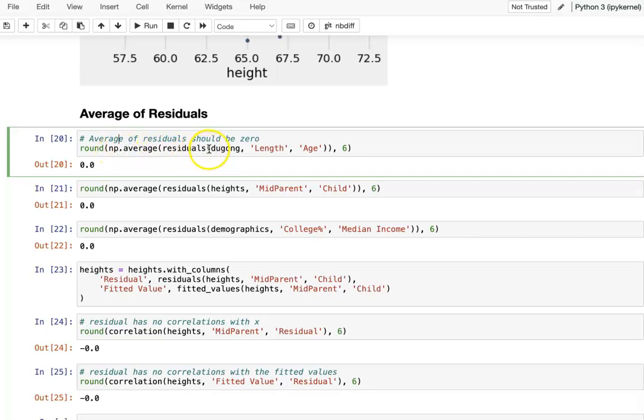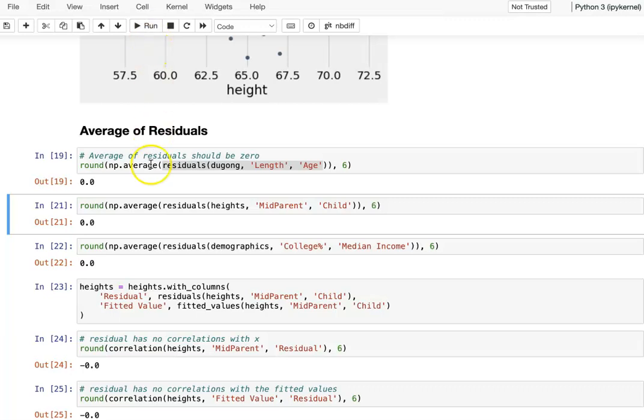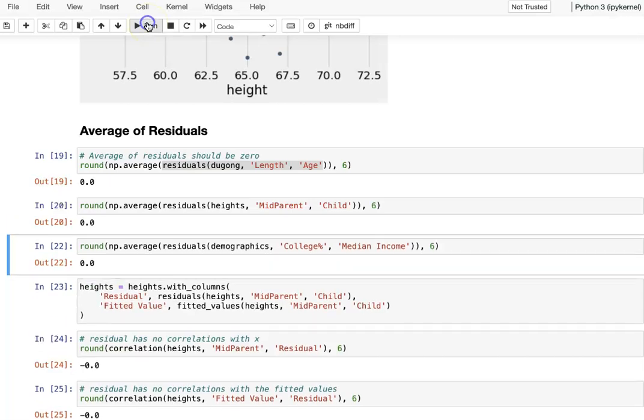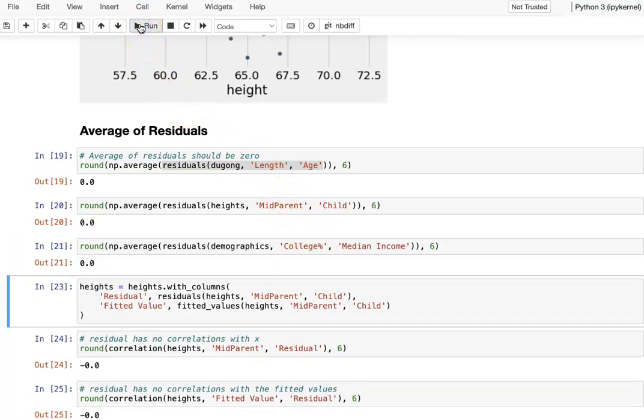So here we just do some calculation. This one is our Dugan data. We got our residual, and we just use NumPy average to run it. Then you will see that it's 0. Then you plug in the parents' height with the children's height, and we find that passing through their residual, their average is still 0. So that's our demographics example. Still 0.